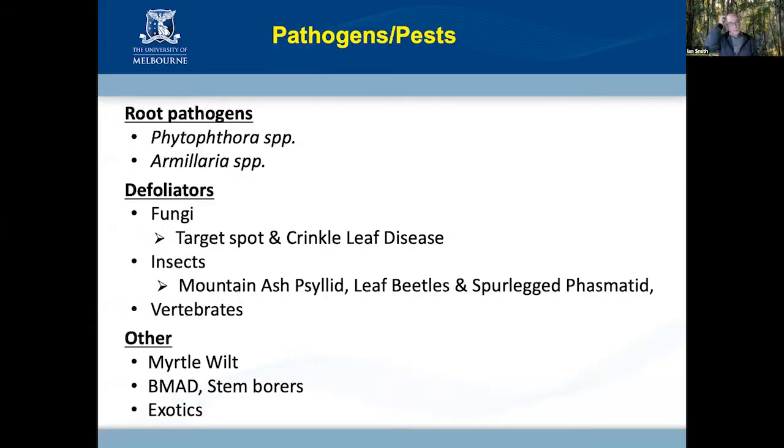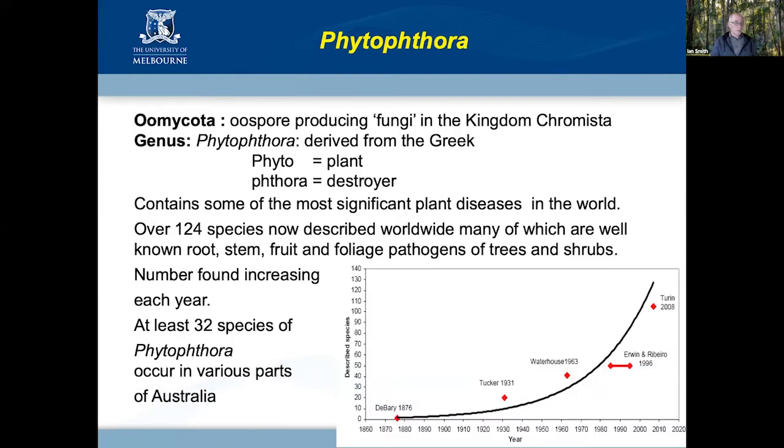So what I'll look at tonight, if I get time to go through it all, is at least Phytophthora and Armillaria. We'll perhaps look at some defoliators that might have an influence on some of the plants here in the Dandenong Ranges. The first one I'd like to talk about is Phytophthora, and that's where my career started in the mid-1970s, working on Phytophthora cinnamomi, which I'll talk about a lot more in a minute.